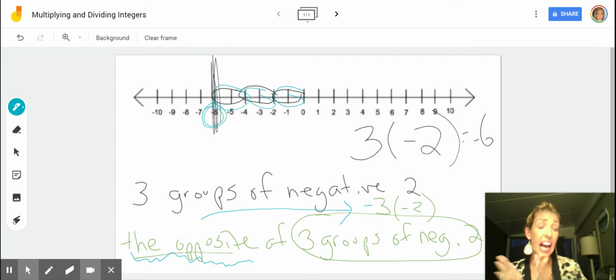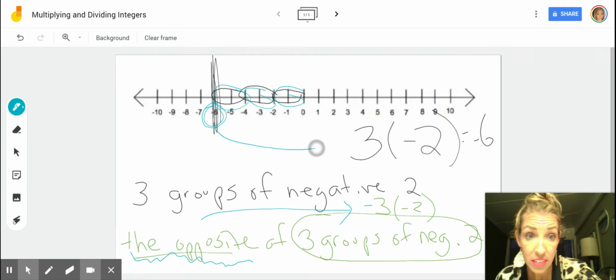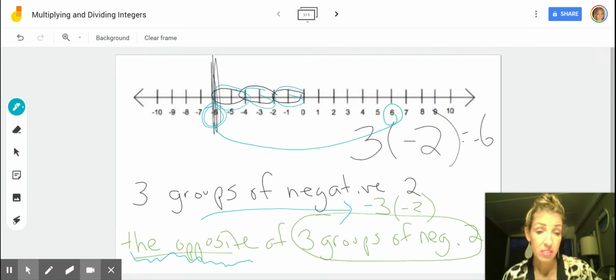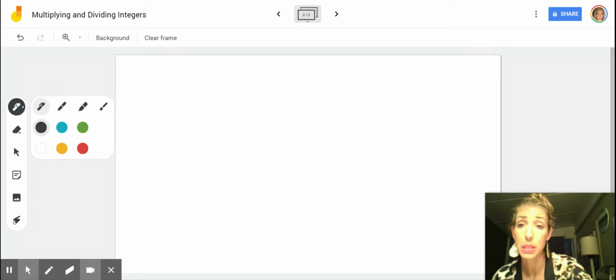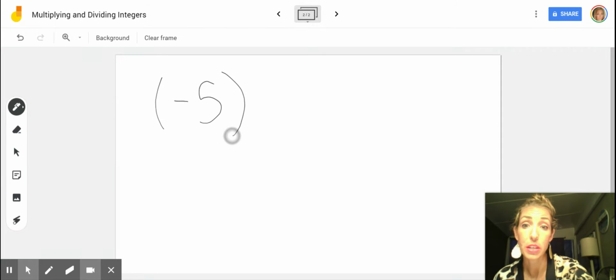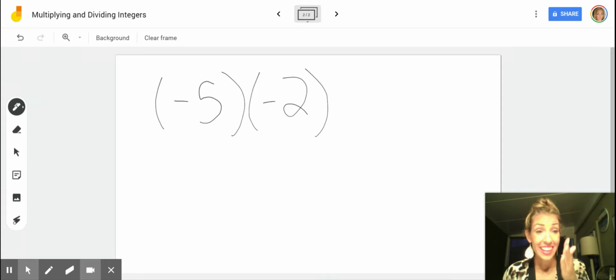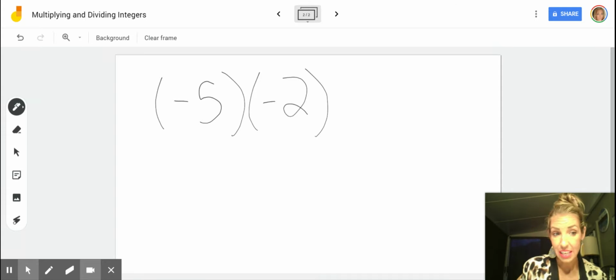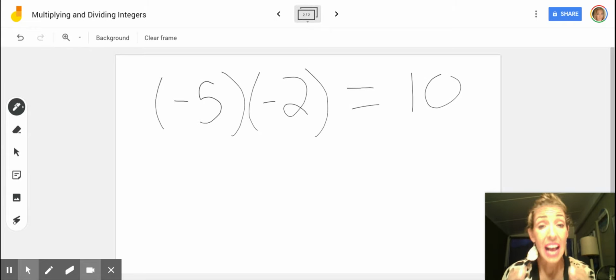I've got to now do the opposite of -6. Well, what is the opposite of -6? +6. So that is why -3 times -2 gives us a +6. So in multiplication and division, when we multiply 2 negative numbers, it's like the opposite of 5 groups of -2. So a -5 multiplied by a -2 gives us a +10.